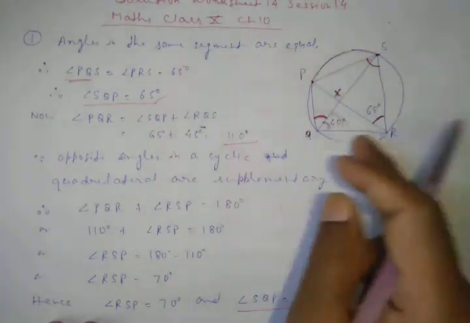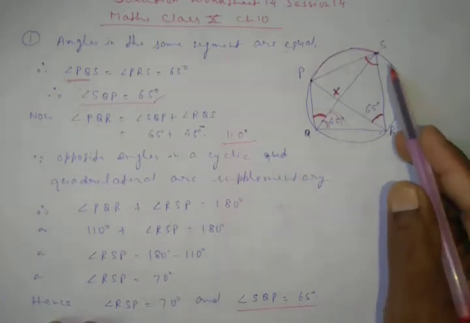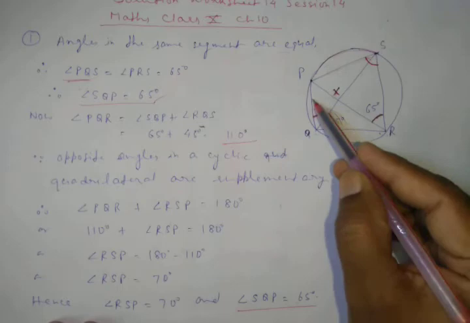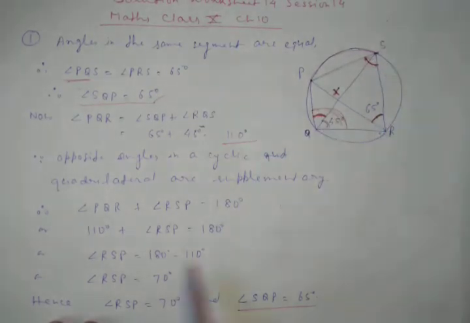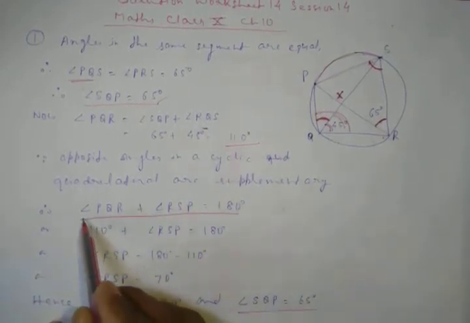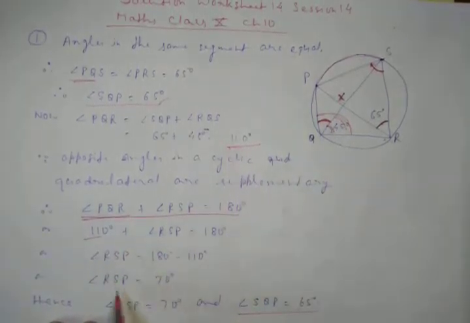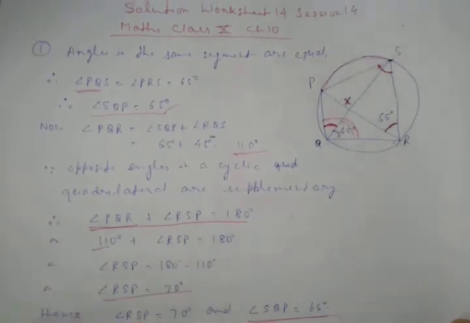And PQRS is a cyclic quadrilateral, and in a cyclic quadrilateral the opposite angles are supplementary. So therefore this whole angle plus this whole angle will be equal to 180 degrees, and therefore write angle PQR plus angle RSP equals 180. We have already found PQR, that is 110 degrees here, and after solving you will get RSP equal to 70 degrees. So here RSP equals 70 and this is equal to 65 degrees. So this is the answer of this first question.